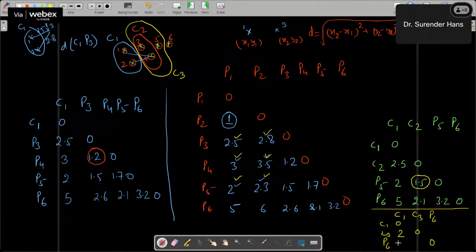Now C1 to P6, that we already calculated, that is 5. Now C3 to P6.